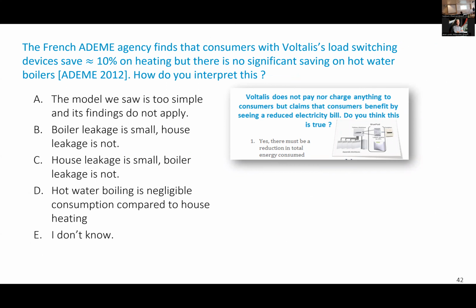So someone asked, was all of this verified? I mean, what happens to all of this? As far as I know, in France it was done, and probably in many other countries. So this agency has evaluated what Voltalis is doing to the system, and they found two things. On heating systems, it reduces the consumption by about 10%. And on hot water boilers, it had no impact on the consumption.